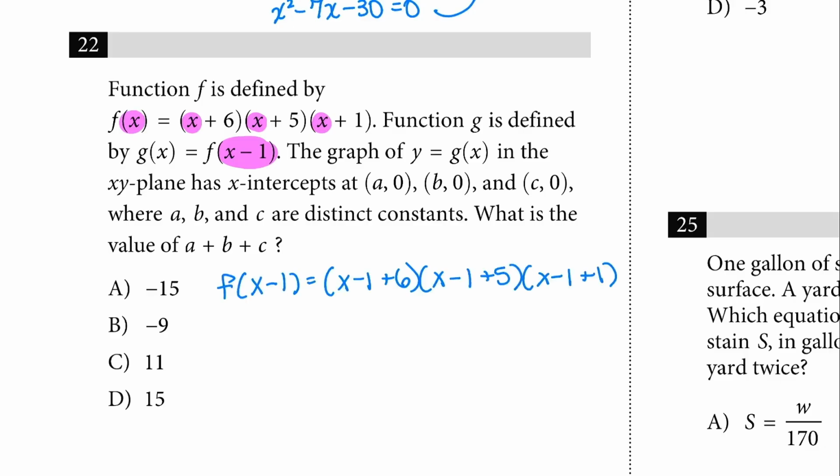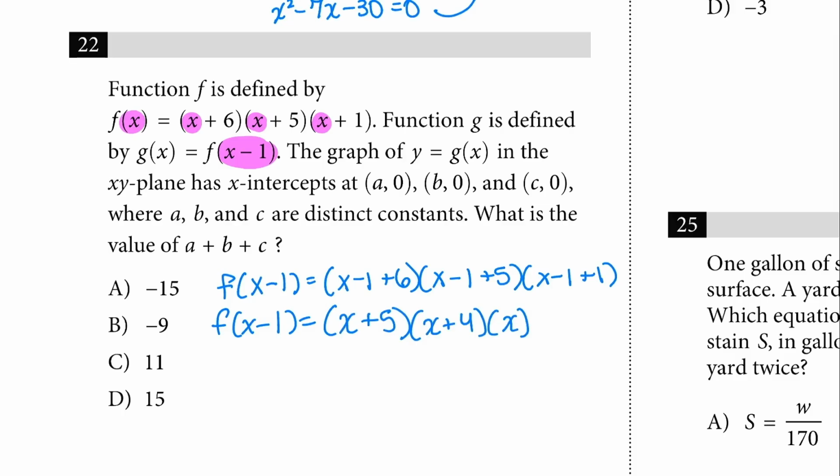So what we did here was we took this x and wrote x minus 1, and then the plus 6 stays. We took this x and wrote x minus 1, and the plus 5 stays. We took this x and wrote x minus 1, and the plus 1 stays. So let's simplify everything. X minus 1 plus 6 is going to be x plus 5. X minus 1 plus 5 is going to be x plus 4. And x minus 1 plus 1 is just going to be x.